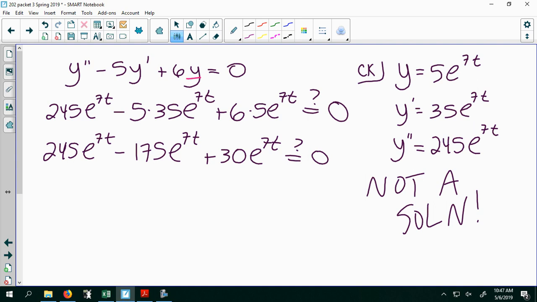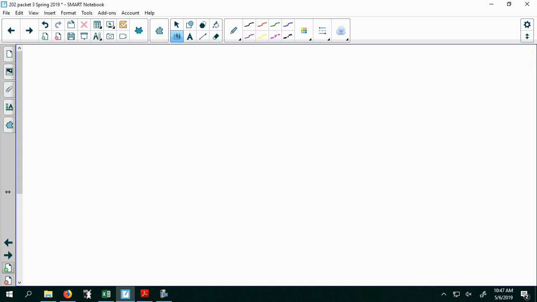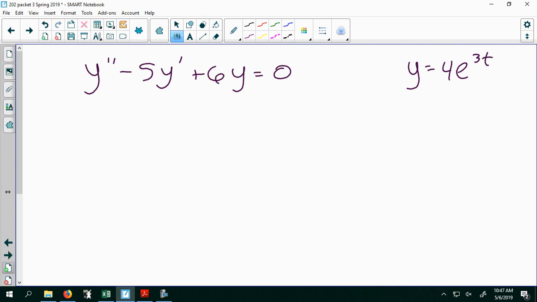All right, let's check another function, see if we can get a solution. Okay, this time I'm going to check y equals 4e to the 3t. So I'm going to replace the y here with the formula 4e to the 3t. I also want to replace the y prime and the y double prime. So y prime is 12e to the 3t and y double prime is 36e to the 3t.